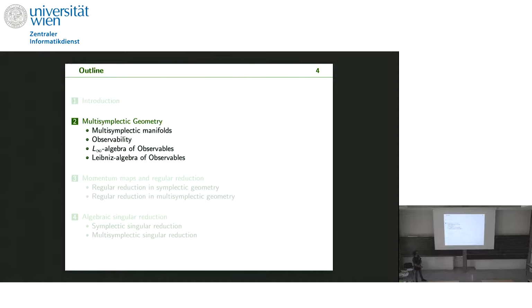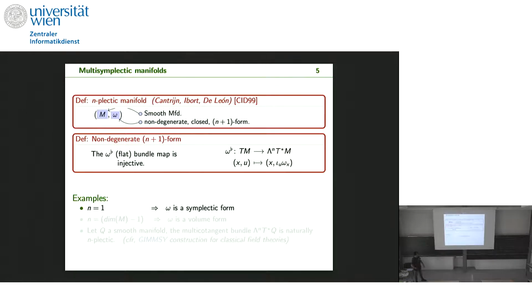Okay, so let's start with the basics: basic notions of multisymplectic geometry. I already said what an n-plectic manifold is, a pair like this. What does it mean to be non-degenerate here? It means that if you consider the flat bundle map, the map you get from the tangent bundle to the wedge of the cotangent bundle by plugging the vector field into the form, it has to be injective. This is the non-degenerate part.